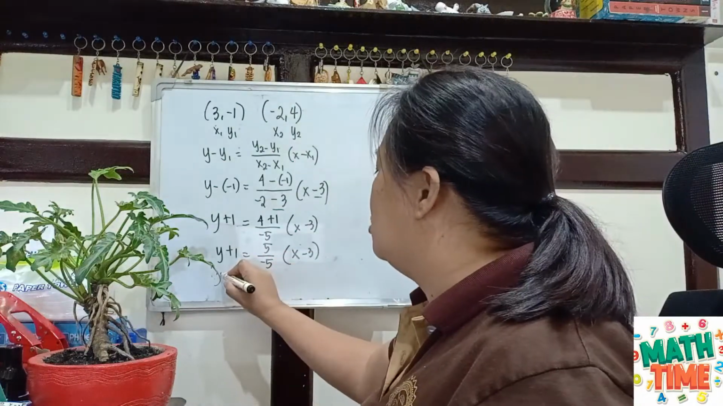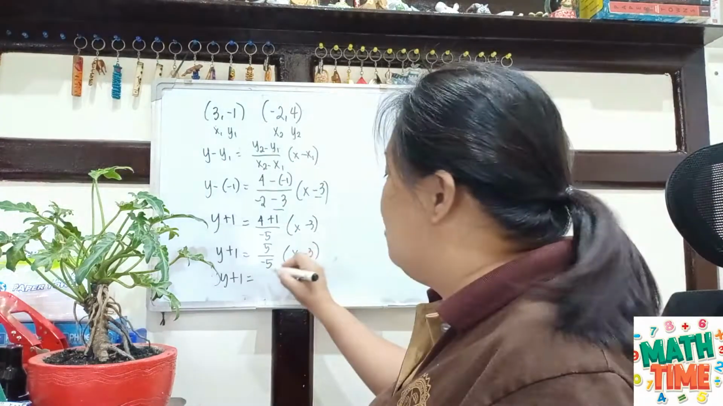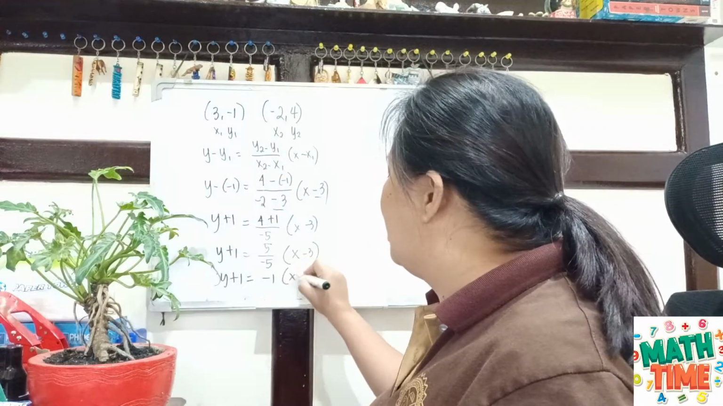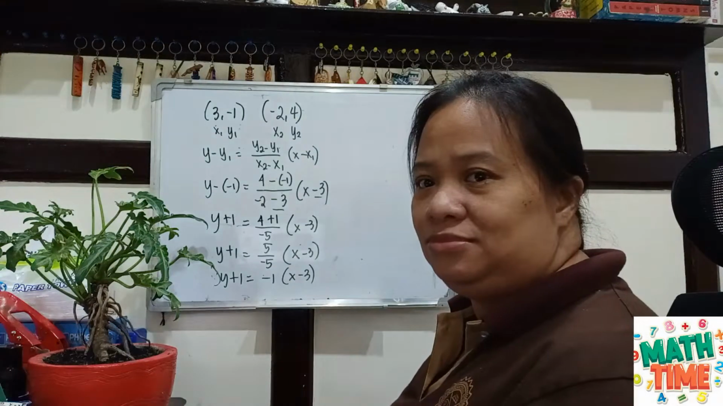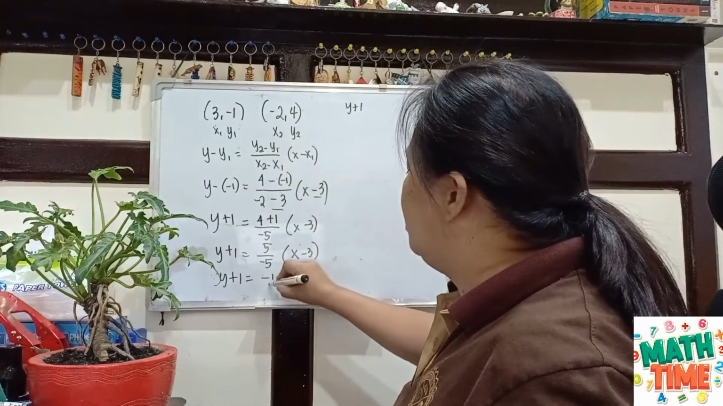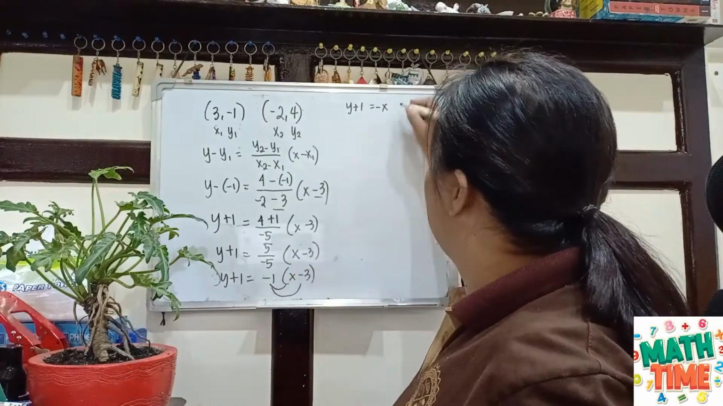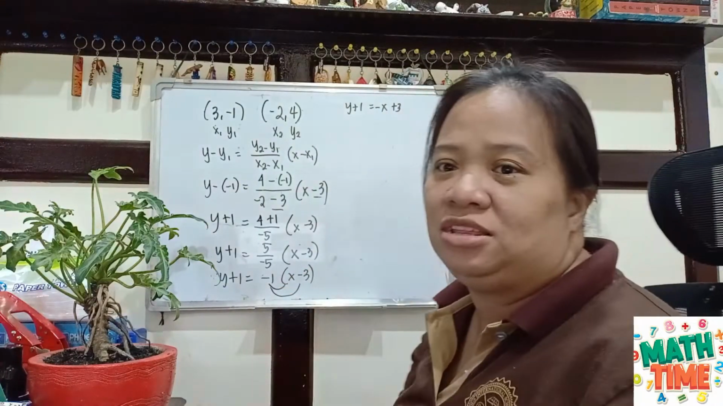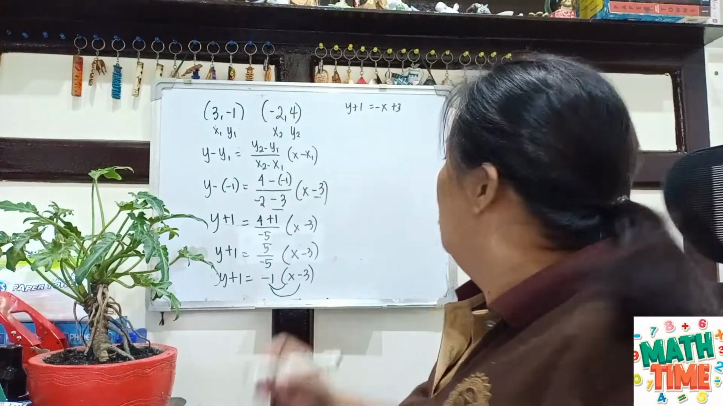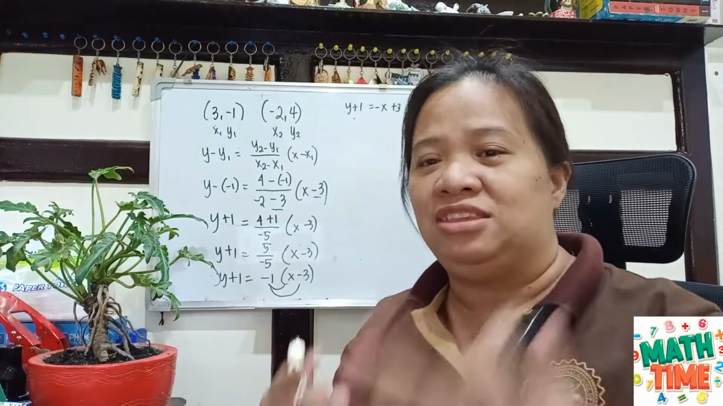Simplifying again this one, so just copy y plus 1 equals 5 divided by negative 5 is negative 1 times x minus 3. So, y plus 1, negative 1 times x is negative x. Negative 1 times negative 3 is positive 3. Okay? So, we can write the equation in three different forms.